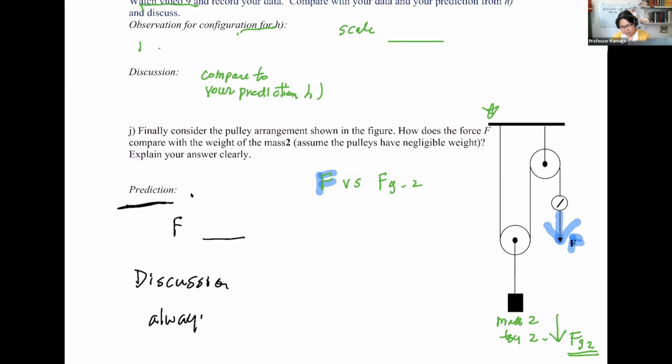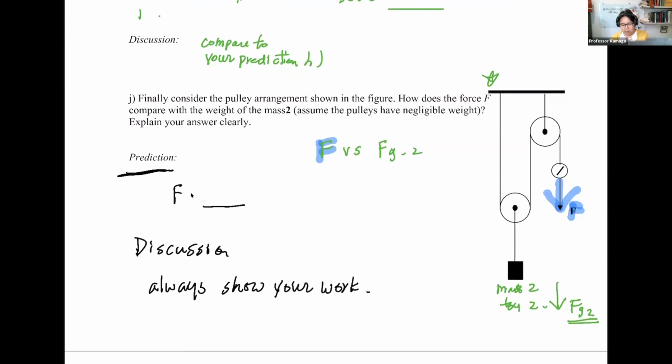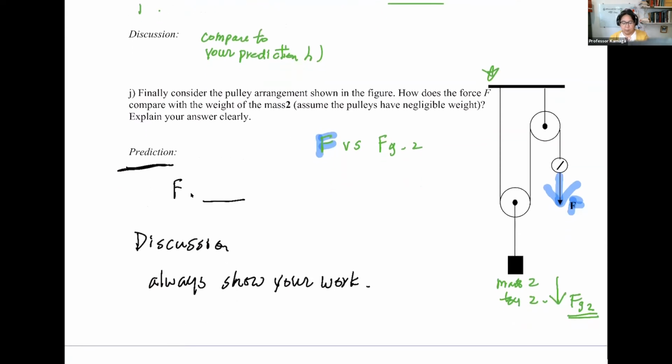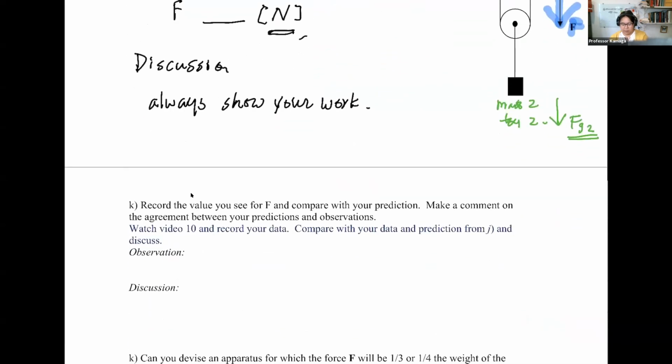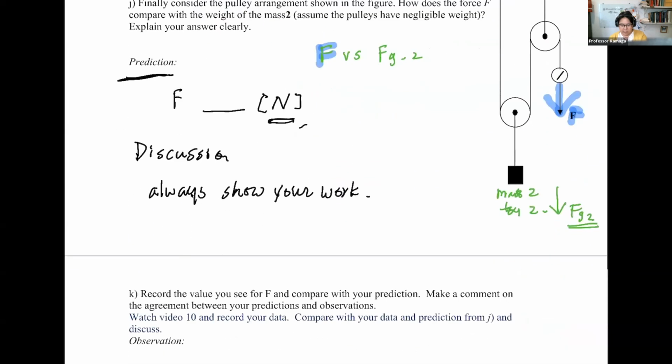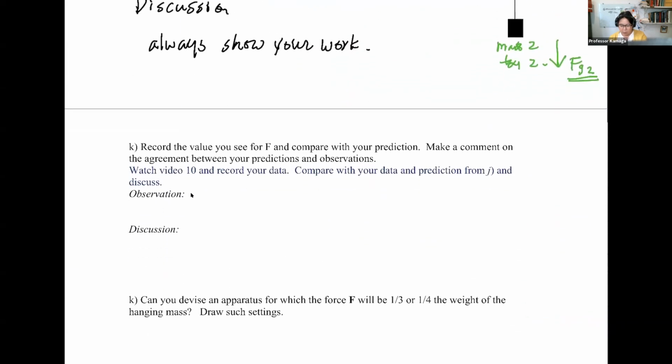Always show your work. And then make sure you write your conclusion clearly. What's the unit this has to be? Newton. Make sure you always have a unit written, the correct one, okay? So that's for the J, and then you're going to watch video 10.